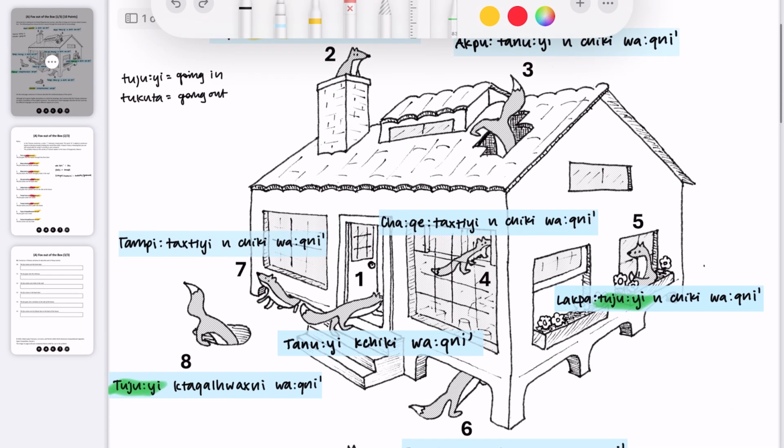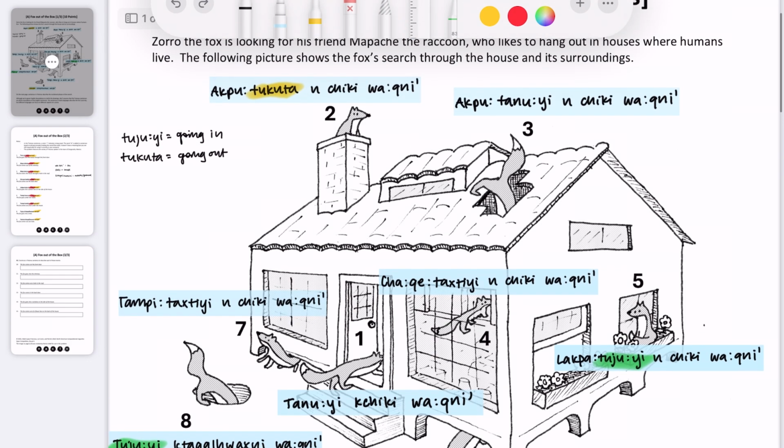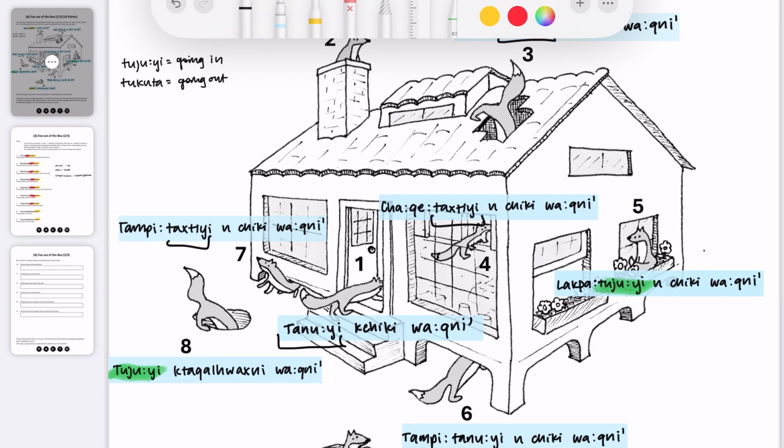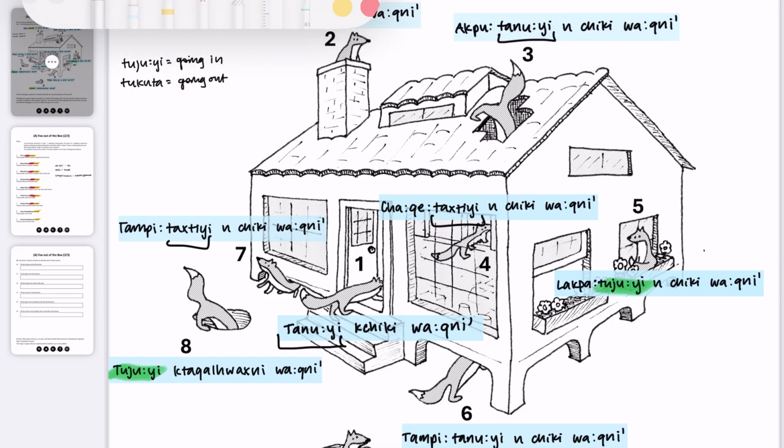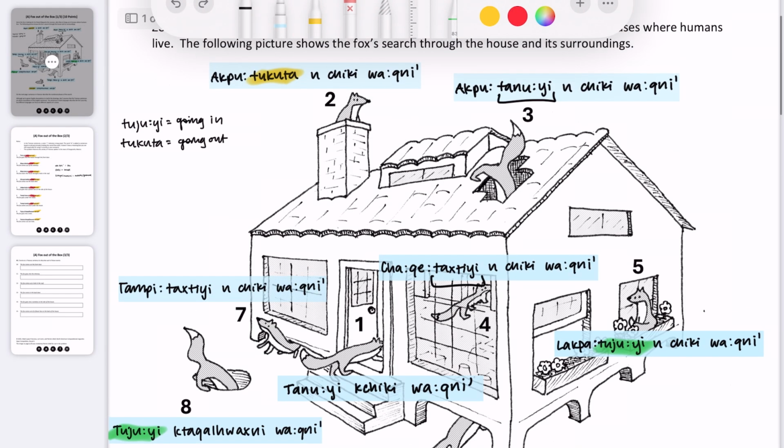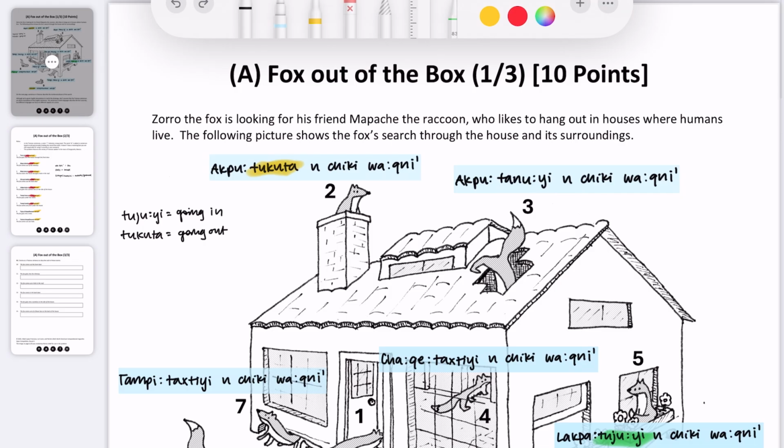So that makes me think it's going to be the same for all these others that have an extra phrase at the beginning, the akpu and lakpa. And then for the other ones like tampi, the verb is probably going to be tanu-yi, taksti. And then this is another one where they don't have the initial phrase. So we know where the verbs are going to be, and that means we can compare more sentences. If we compare 2 and 3, again, this is a very similar action, and the only difference is that one is going out and one is going back in.